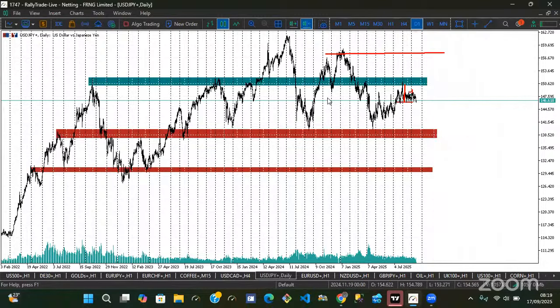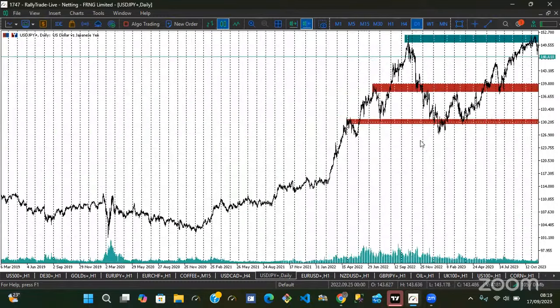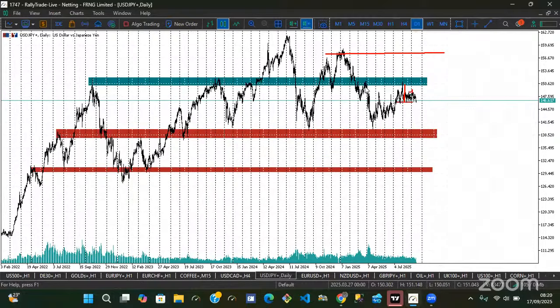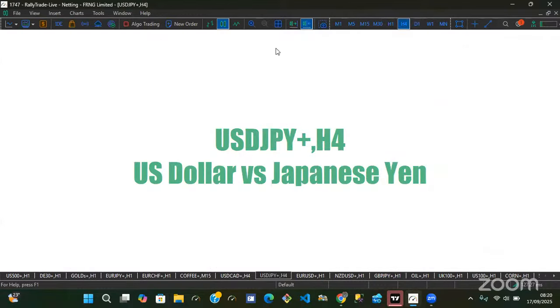Now, we all know that USD/JPY has a natural uptrend, right? This is USD/JPY, and it has a natural uptrend. But sometimes the retracement can be massive. All right, so let's see if there's any possibility of buying. So let's go to 4 hours.